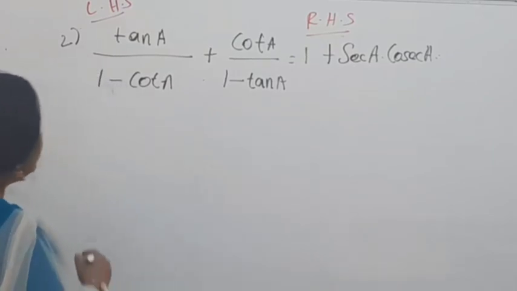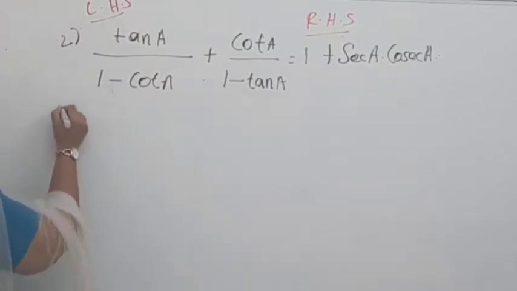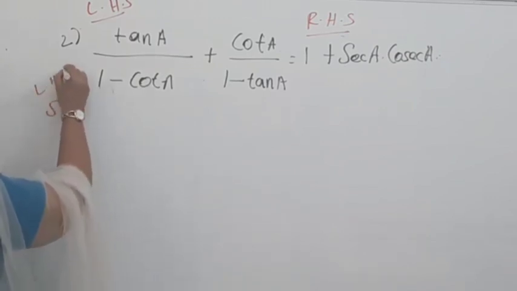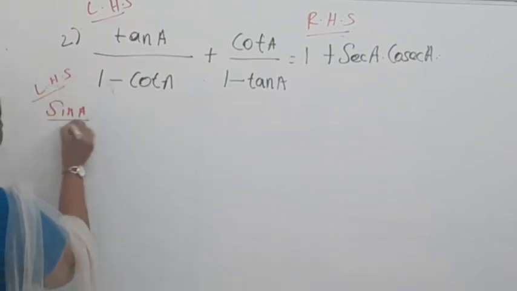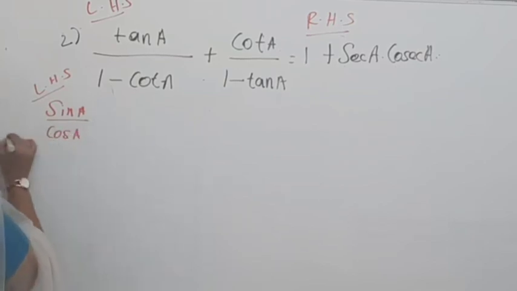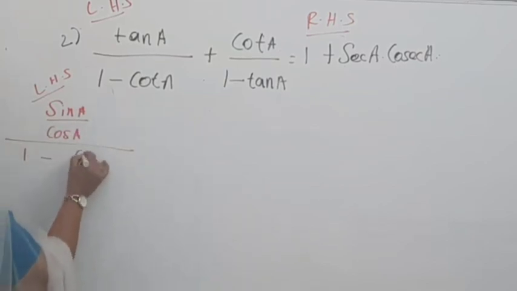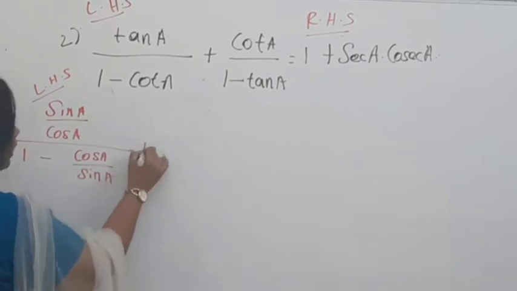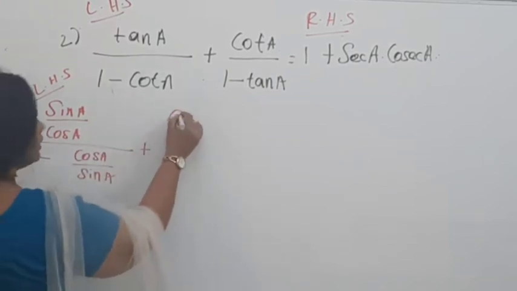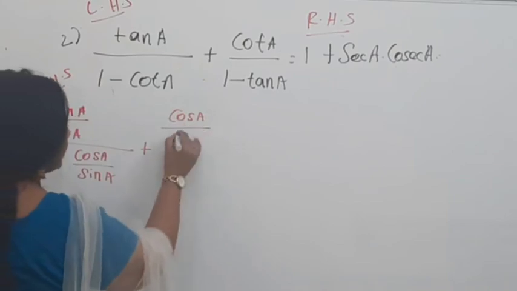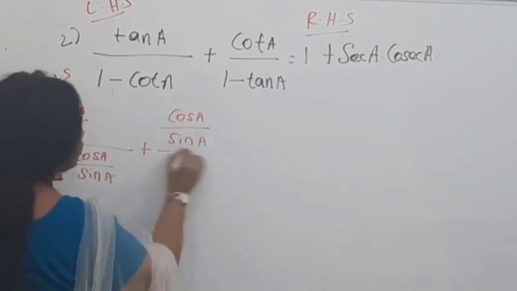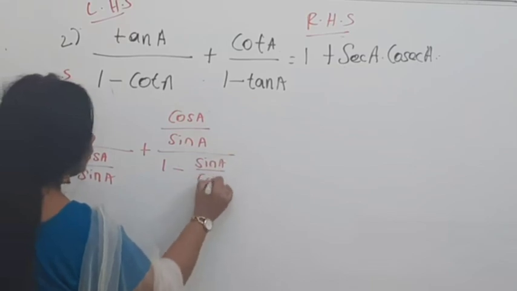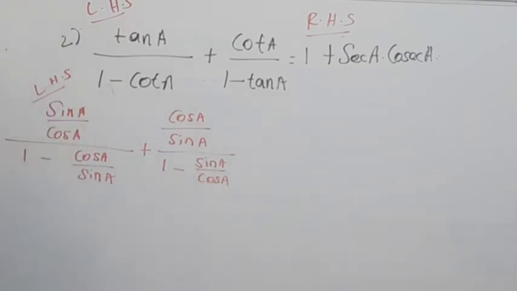Now you will see here, I consider only my LHS. So sine A by cos A, whole thing divided by 1 minus cos A by sine A, plus cot A will be written as cos A by sine A, whole thing divided by 1 minus sine A by cos A. Hope you get this point.